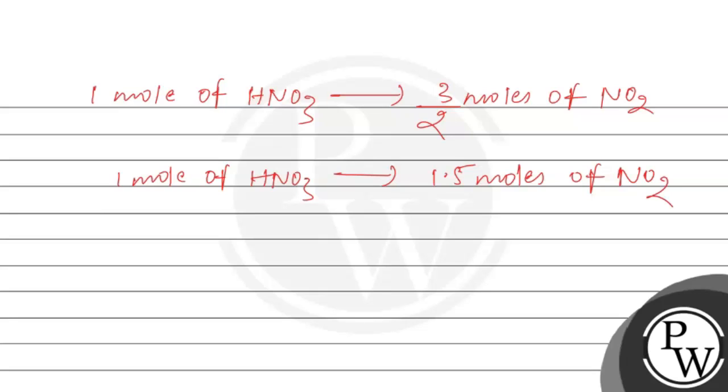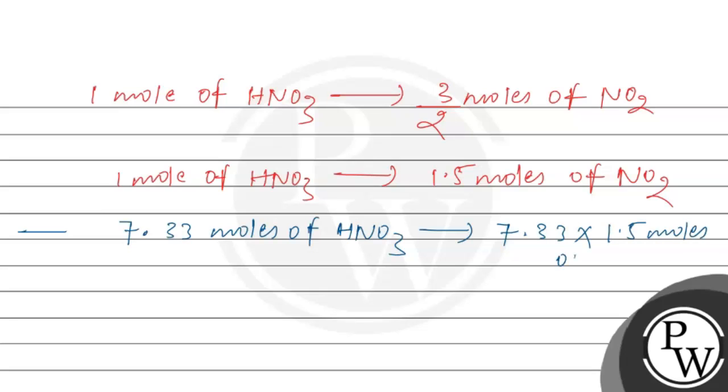तो जो हमारे पास स्टेटमेंट के अकॉर्डिंग गिवन है, so 7.33 moles of HNO3 will be formed by 7.33 multiplied by 1.5 moles of NO2, and the product comes out to be 10.995 moles of NO2.